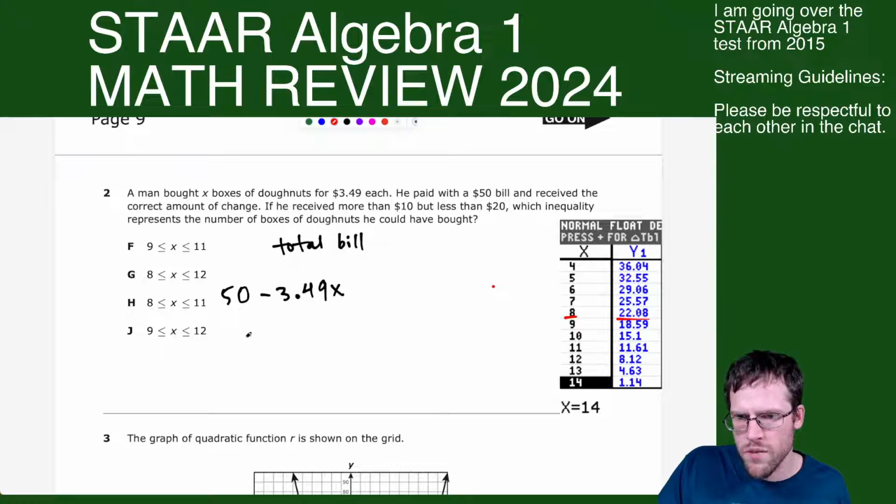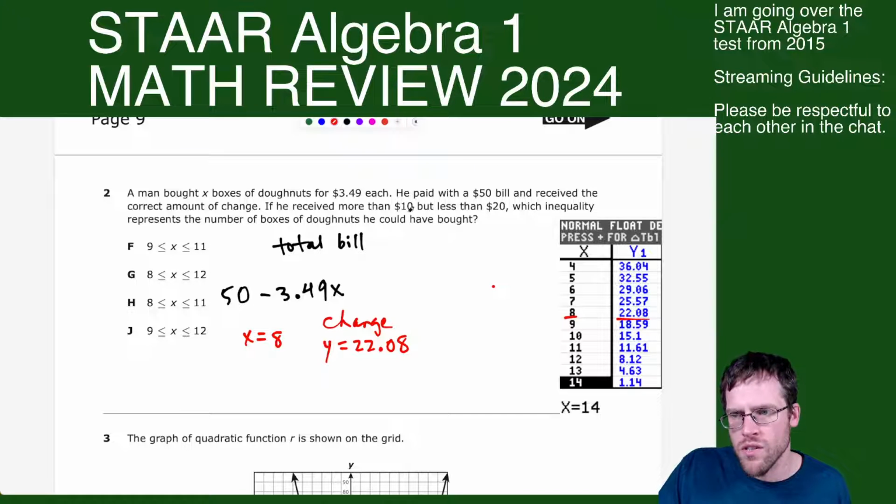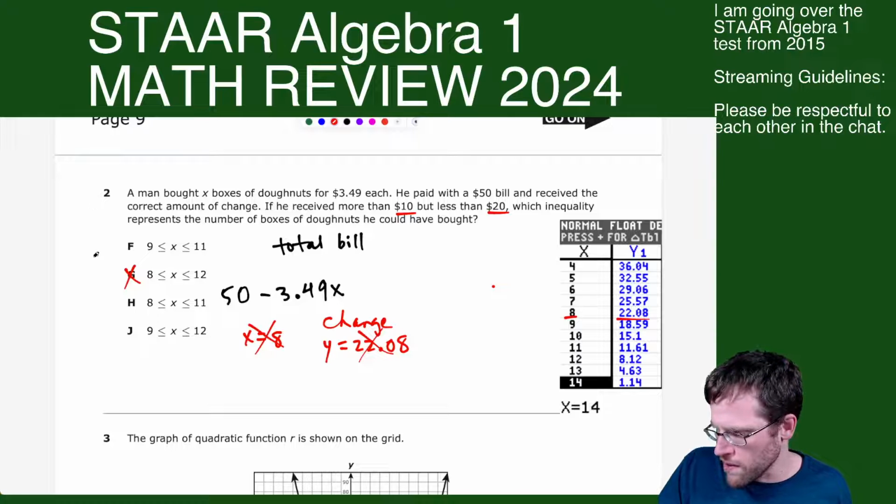Okay, so x equals 8. The change, so this is a function that'll tell us the change. The change is going to be y equals 22.08. But our goal here is for the man to receive more than 10 but less than 20. This is not less than 20. So you see, this one is already out. So x equals 8 is not part of our solution set. So for this one here, we could eliminate G and H.